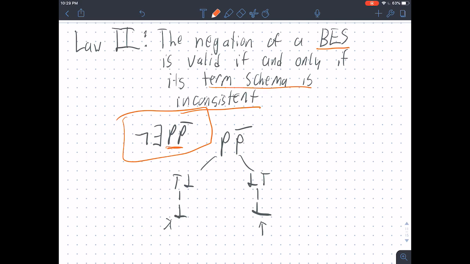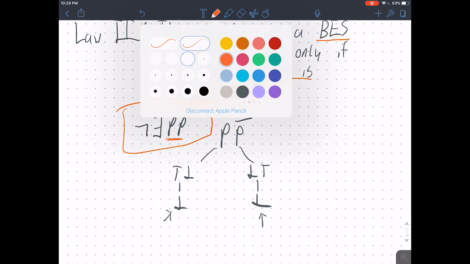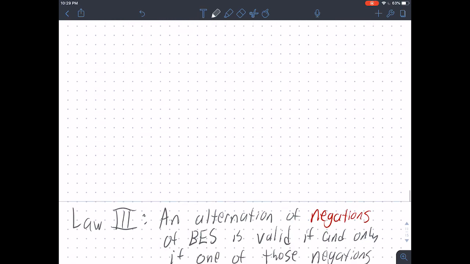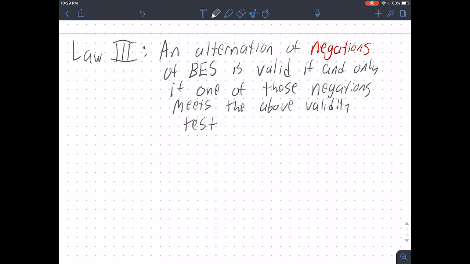So if we were to say that there doesn't exist anything that is both a pi and not a pi, we said something true. Okay. Not a very complicated law. So the next one's a little tricky, and you need to pay attention to how this works.